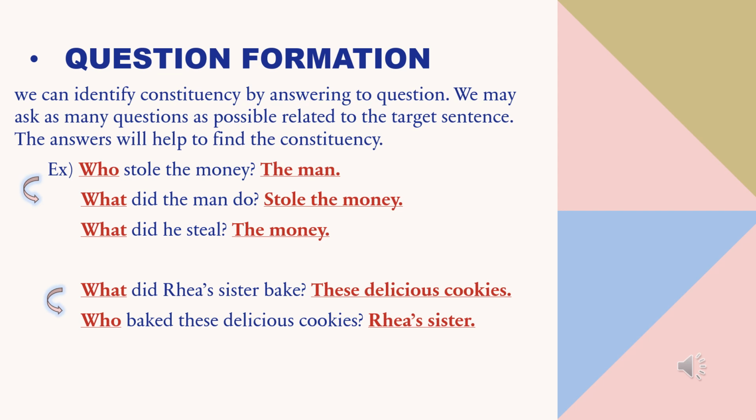The second example is: what did Raya's sister bake? The answer is these delicious cookies. Who baked these delicious cookies? The answer will be Raya's sister.